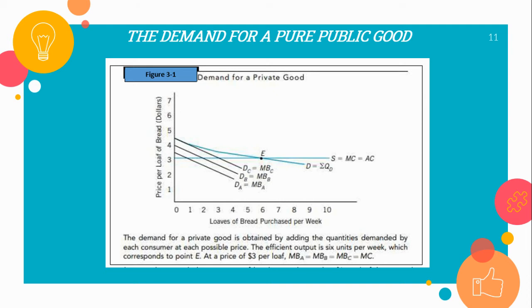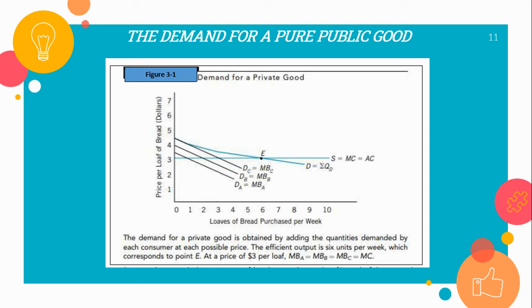The individual demand curves are added laterally over the horizontal axis to obtain the market demand curve. So here in the figure, there are only three consumers of the private good. At a price of $3 per loaf, the person whose demand curve is DA purchases one loaf per week. That is the quantity for which the price equals his marginal benefit per week. MBA is equal to $3.